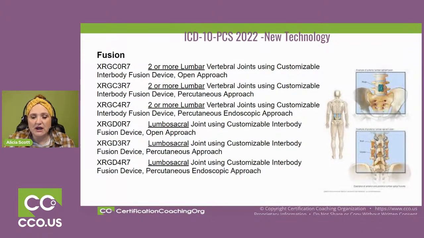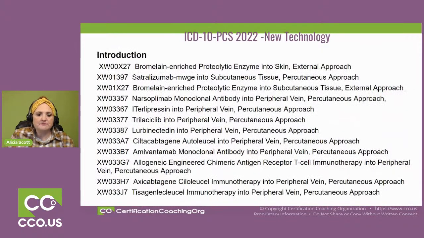Now we can do more. Fusions are continued, and it's similar in every way, except we can do two or more lumbar joints, and then lumbosacral. So again, that's the bottom area of the lumbar. And this is a great view of lumbosacral, because there's the sacrum that is like a solid piece there. Same thing, customizable interbody fusion devices, and then different approaches where we can do that.